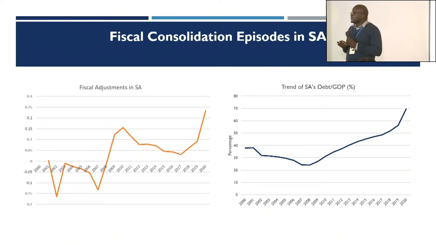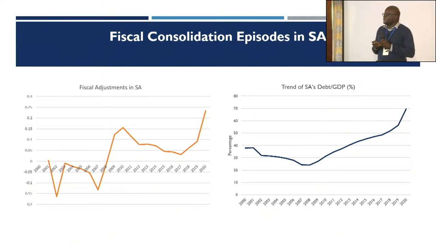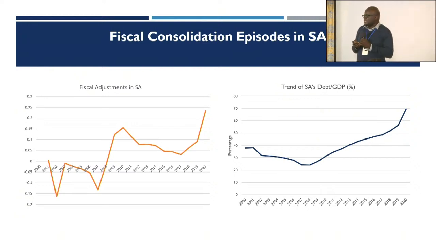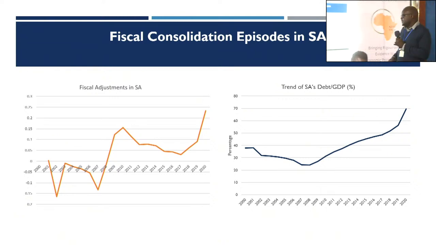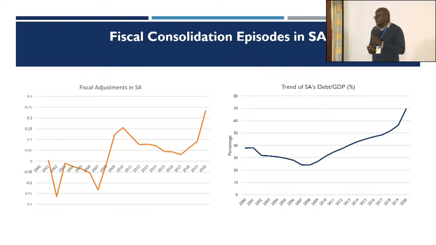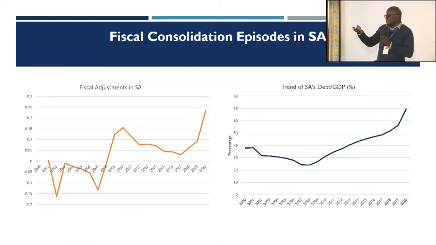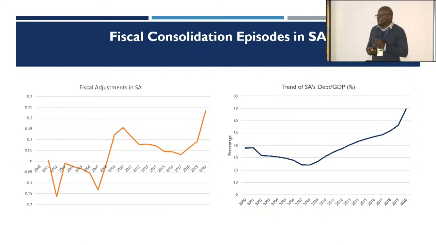When we compare to South Africa, you have the two graphs there. The first one is on fiscal adjustment, and you can see that focusing on the last decade, there was a steady consolidation, but this seemed to have failed in 2017 and 2018. Before COVID, so we can't blame COVID for it. There could be other underlying issues, so it will be interesting to see what led to that failure.